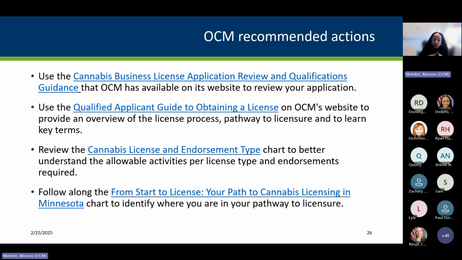And lastly, I will say follow along with the From Start to License, Your Path to Cannabis Licensing in Minnesota chart. That was one of the first charts that we went through in the beginning of the presentation. And it's where I said that we're really starting at step one, and I believe even getting closer to step two, so that light blue and that dark blue pathway to licensure. It allows you to see where you are throughout the process. We are only at the very beginning, and so there are still a number of steps to take even after you submit your application. It's a helpful tool to just have. I will just say I have it sitting right here with me at my desk as well, and so it's a helpful guidance document to keep you updated on where you are throughout the licensing process.